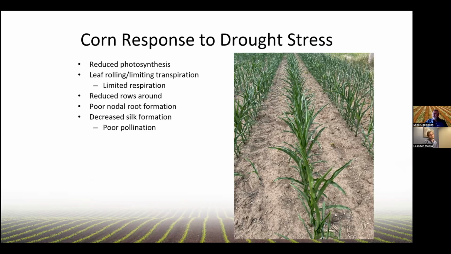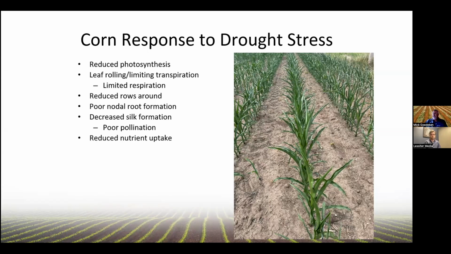Decreased silk formation. You think about your silks, and we're talking later in the season. So we're talking July time frame for most of the Corn Belt. Those silks are 90% water at least. And if we don't have water to help form those, we get poor silk formation. That leads to poor pollination.